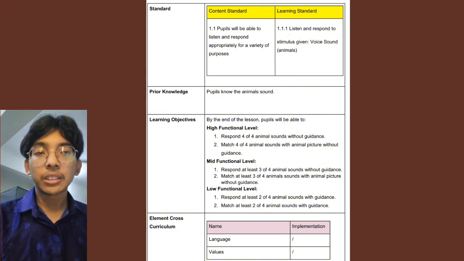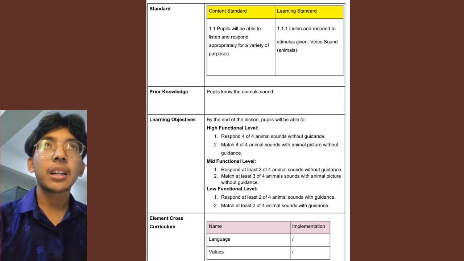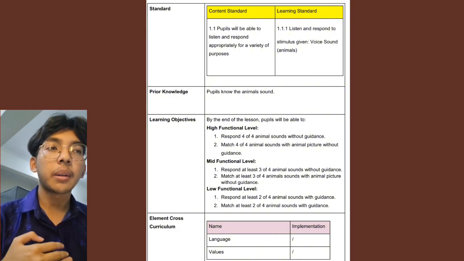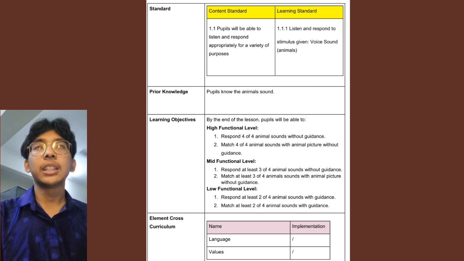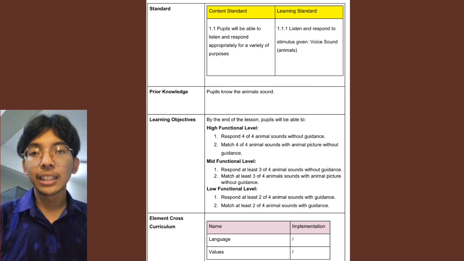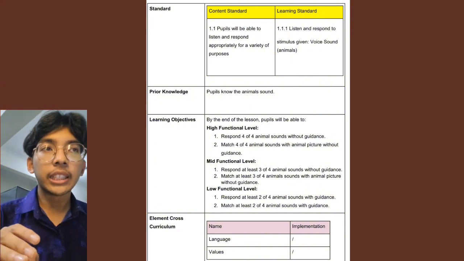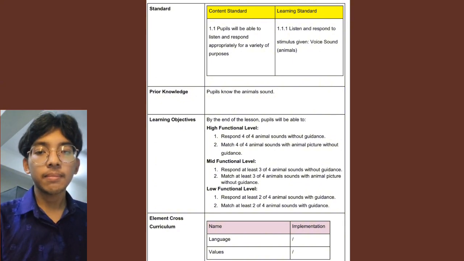So the last one is for the low functional level. I pitch it with respond to at least 2 out of 4 animal sounds with guidance and then match at least 2 out of 4 animal sounds with guidance. This, with guidance, means the teacher could guide the low functional pupils to get the learning objective.